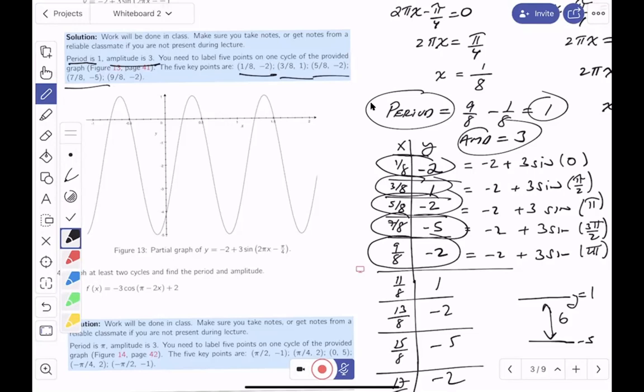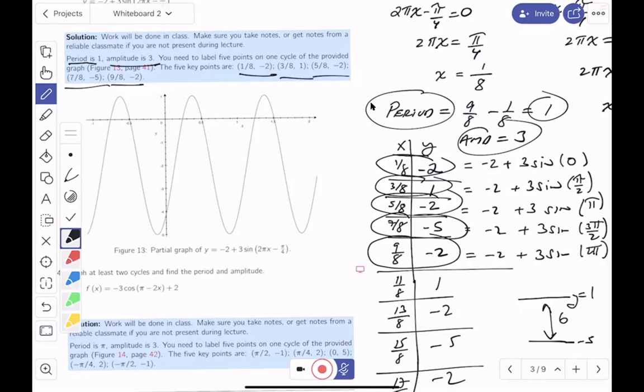Let's go back to the key. 7/8, minus 5, got that. And 9/8, minus 2, I got this. All right. Amplitude, period, we got those as well. Let's take a look at the picture. And as I look at the picture, I want to point out I'm going to use it. And so we're going to look at those numbers.